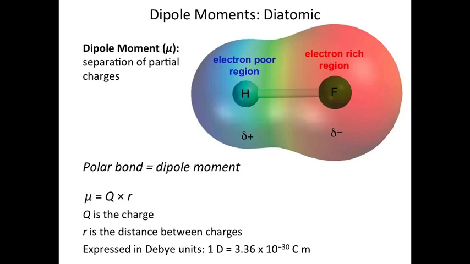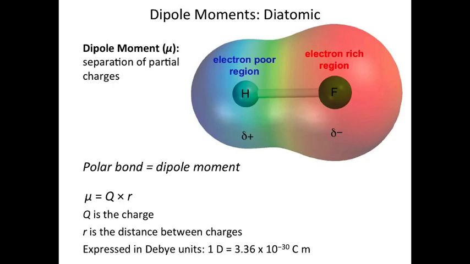So how do you define a dipole moment? It gets the symbol mu. This is not a U, it's a Greek letter mu. If you zoom in on it, it'll look a little something like this. And that is the separation of partial charges. Over here we have the partial positive charge and the partial negative charge from our hydrogen fluoride molecule.